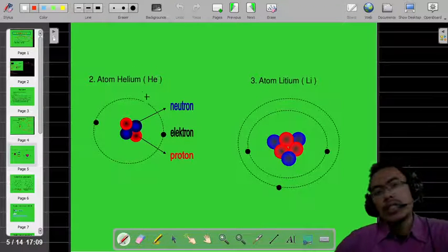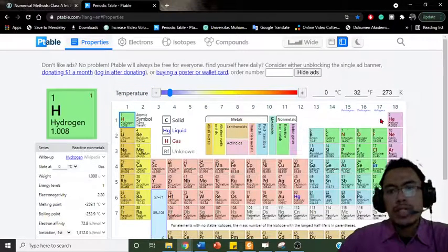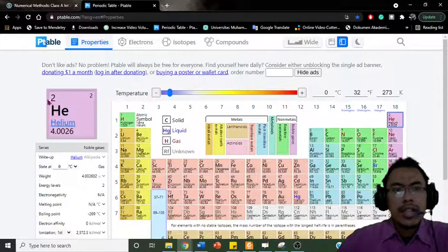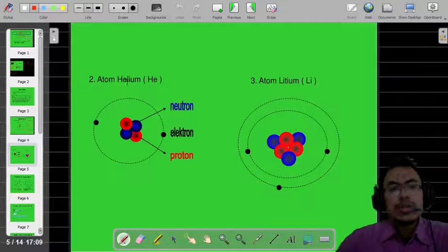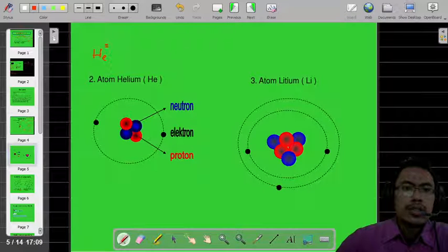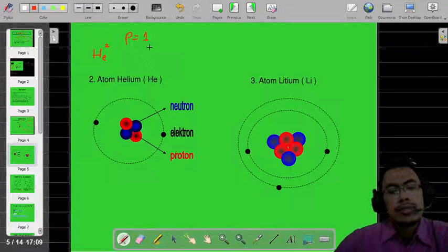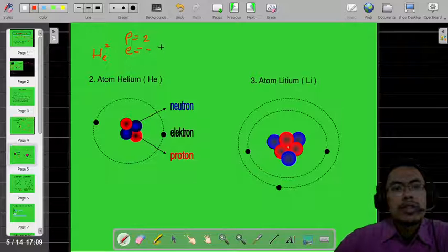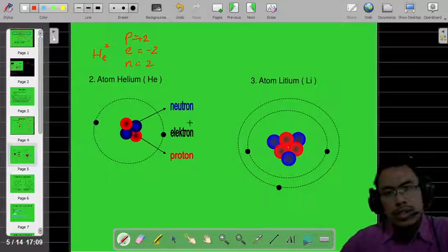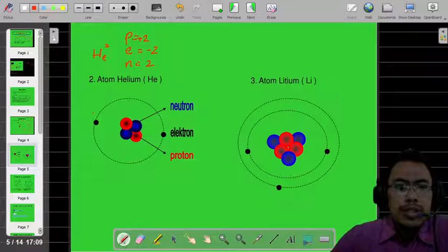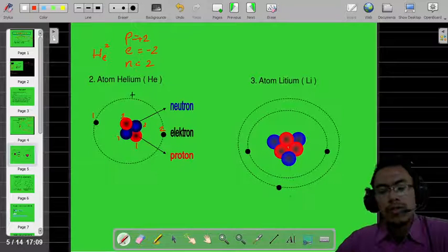Now how about helium? Now we can go to the He, which is helium. So helium has an atomic number of two. So it will be like this, He2. So the proton will be two, the electron will be negative 2, and then the neutron will also be 2. As you can see on the screen here, the number of electrons is 2, the proton is also 2, and the neutron is also 2. So this is the representation of helium.